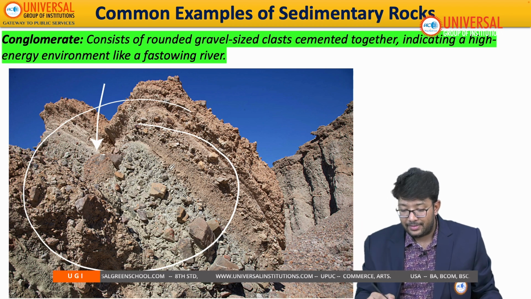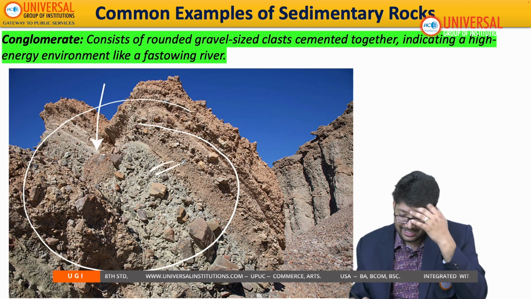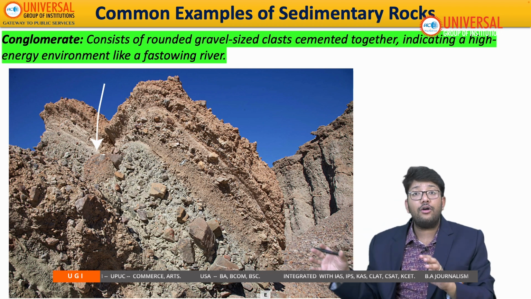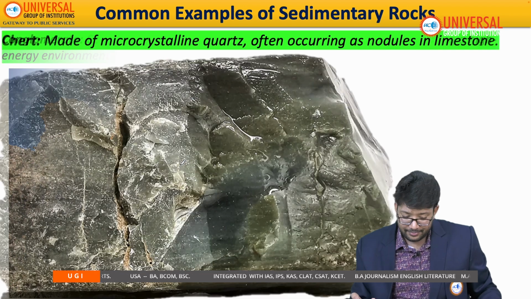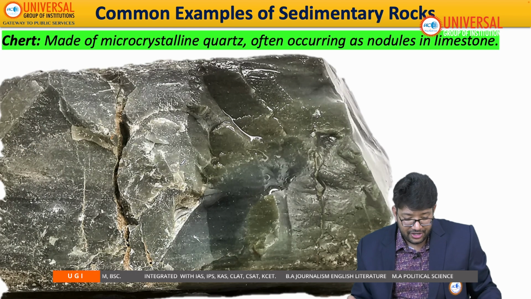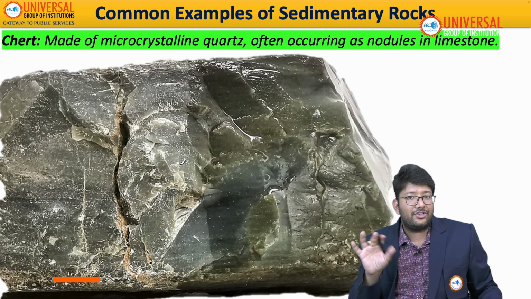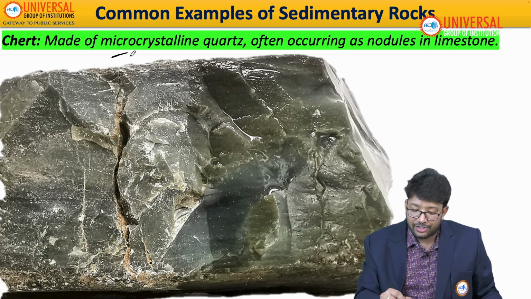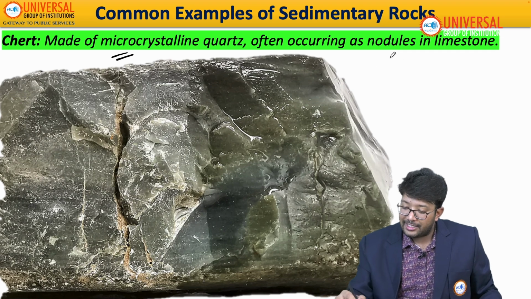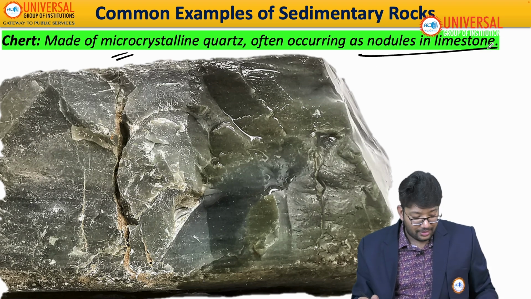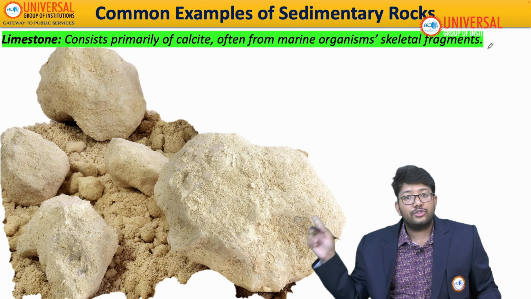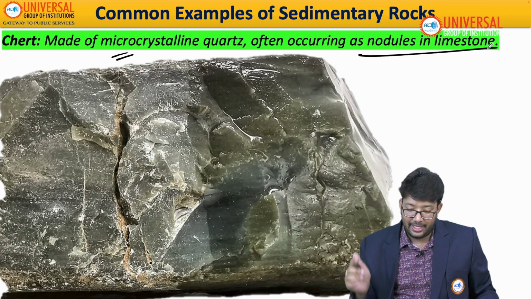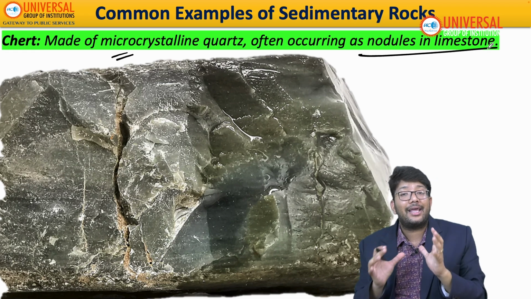Rounded gravel-sized clasts cemented together. Can you see this rock particularly? You can zoom in and see that a lot of clasts are coming together. Next is chert. This particular chert is made up of microcrystalline quartz, often occurring as nodules in limestone. So if in this limestone some nodules are present, that will be called chert, and these are made up of microcrystalline quartz.